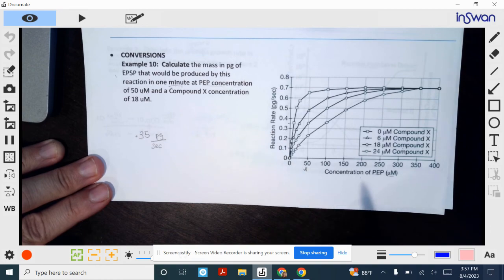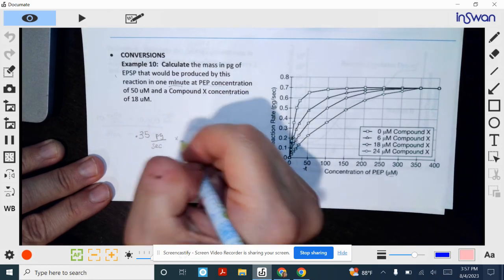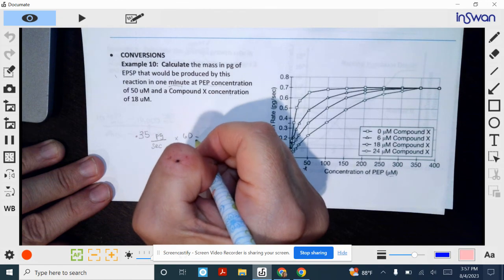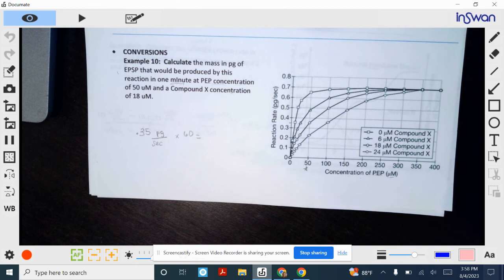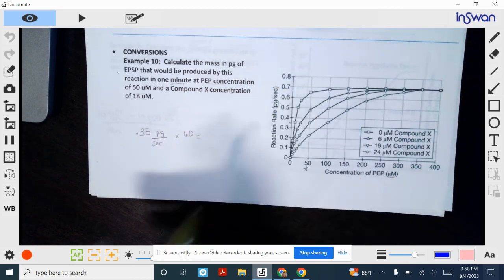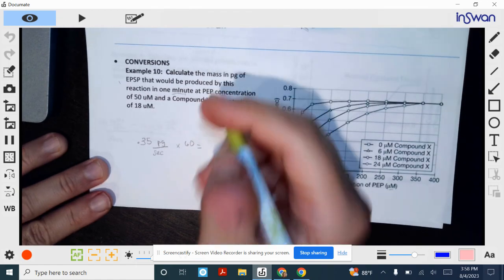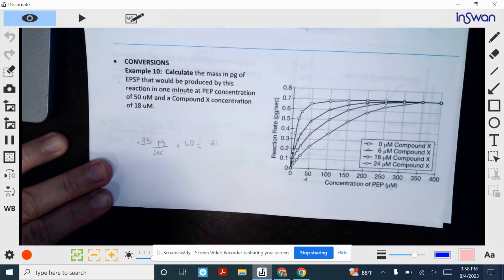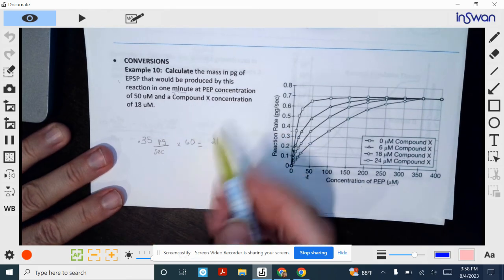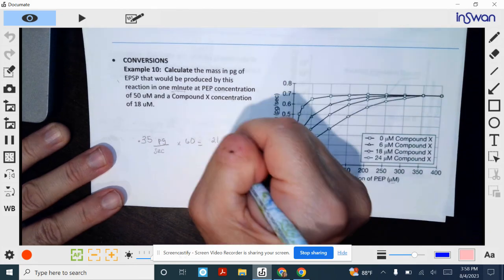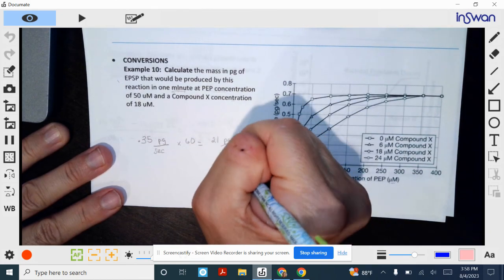Most of you then would be able to figure out, oh, there's 60 seconds in a minute. So I just need to take this and multiply it by 60, and that's going to give me my answer here. And let's see here. 0.35 times 60. All right, that gives us 21, okay? Now, you might be wondering, what's my units here? Well, hopefully you can figure it out. It's PG per minute, but I'm going to go ahead and write PG in a minute since we multiplied by 60.